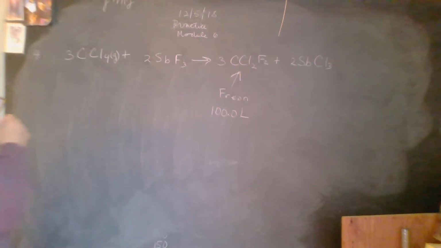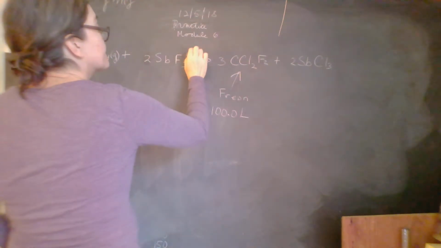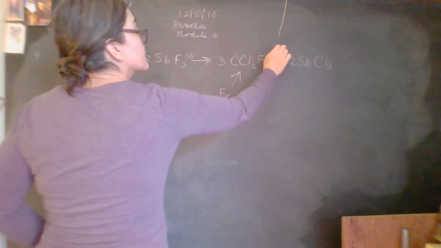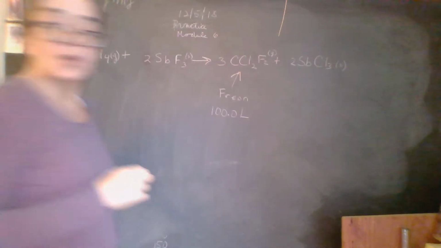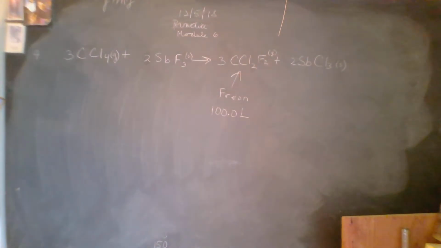Carbon tetrachloride is a gas. The first molecule is gas. The second molecule is solid. The third is also gas, and the last is solid. So here we're going to employ what rule? We're going to employ Gay-Lussac's rule. What does Gay-Lussac's rule tell us?